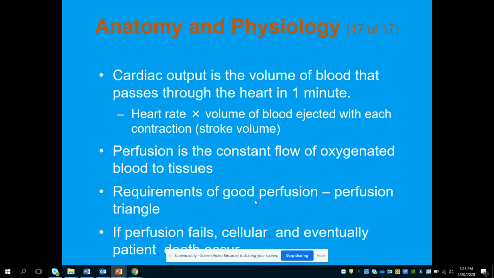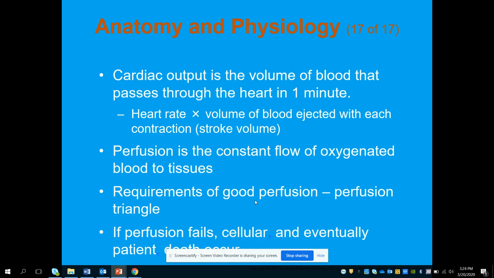Now, perfusion is the constant flow of oxygenated blood out to tissues, and we're usually more familiar with the term hypoperfusion, which would be a lack of that, which is where we start talking about shock. Again, the requirements for a good perfusion are the perfusion triangle, and so that is again our pump, which is the heart, the blood vessels, which are the container, and then the fluid or blood to fill that container. So that's our perfusion triangle, and all three parts of that must be working adequately, in addition to having an adequate amount of oxygen, nutrients, and the ability to get rid of waste products.